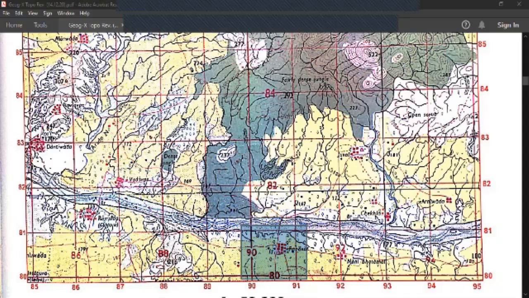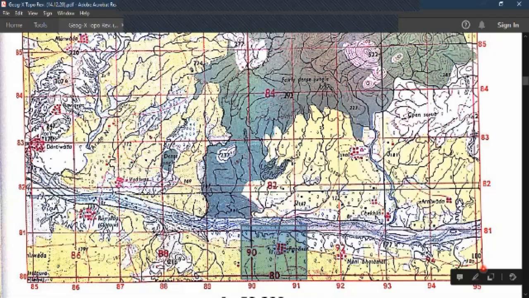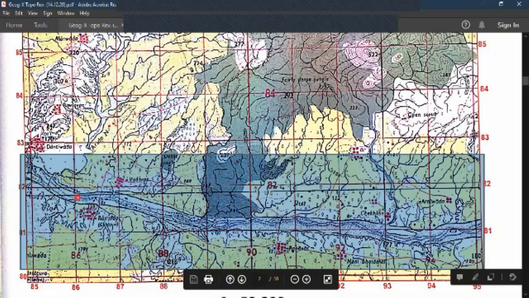The next question is, what is the general direction of the main river shown in the map extract? Give an evidence in support of your answer. So this is the main river. As you can see, the river is moving like this in almost a horizontal direction.